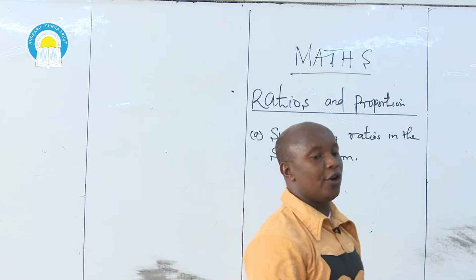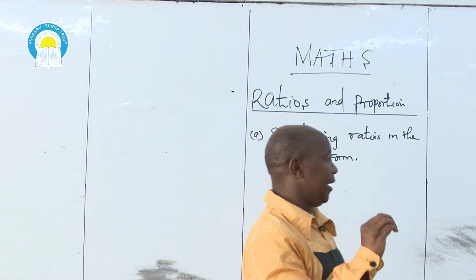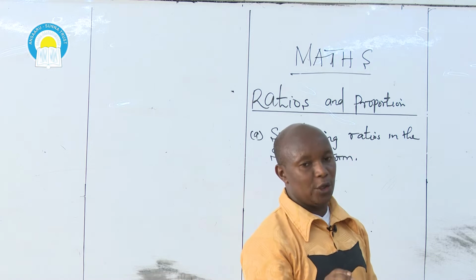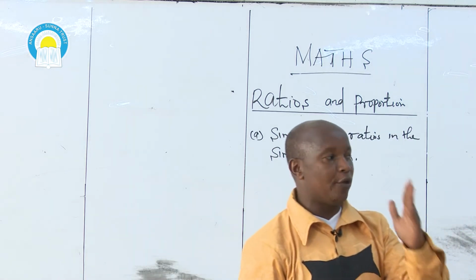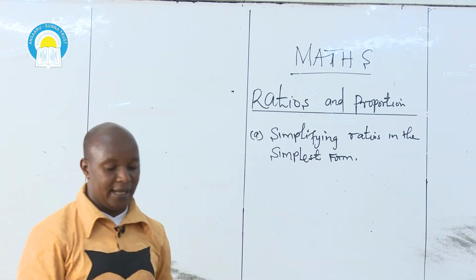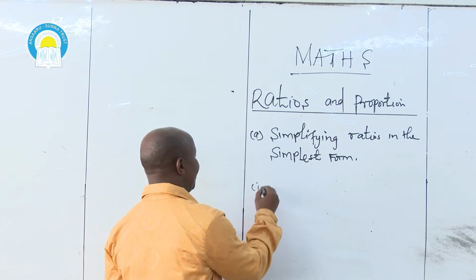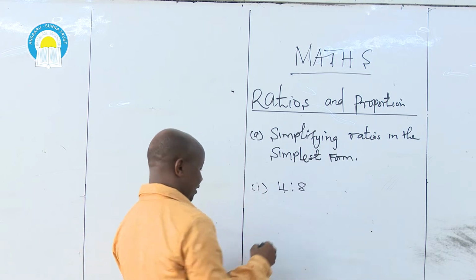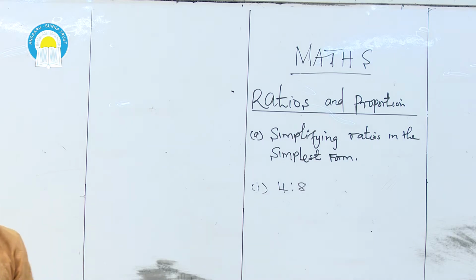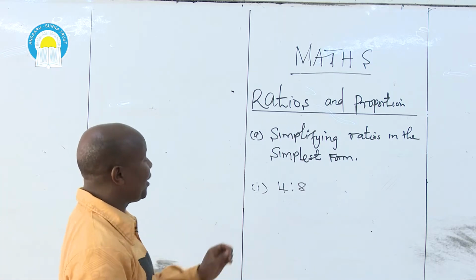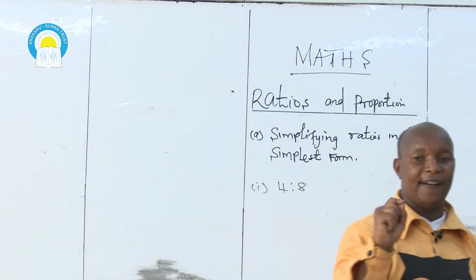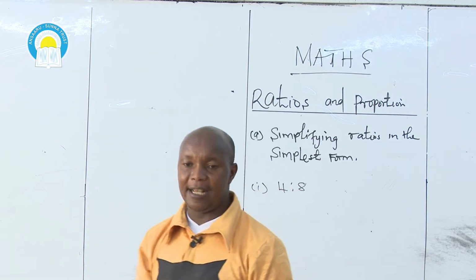And to begin with, I'm going to start with the ratios, and with the same subtopic, simplifying ratios in the simplest form. You are given a ratio, then you are taught to simplify those ratios in the simplest form possible. Example number one, we have ratio 4:8. Simplify 4:8 in the simplest form possible. The first step that you need to do is to write the ratio as a fraction, before you simplify.